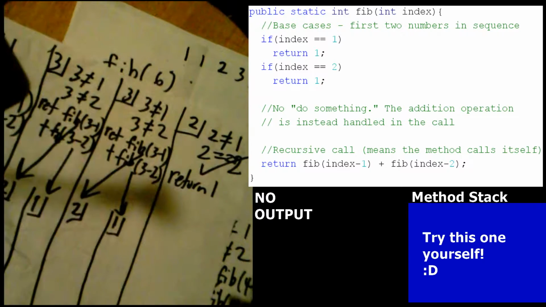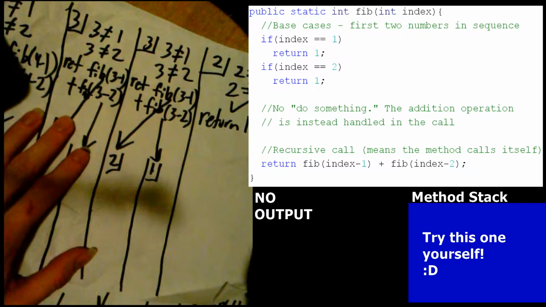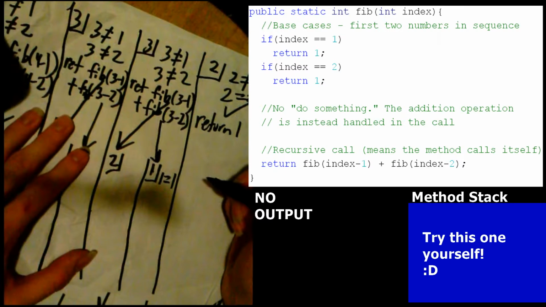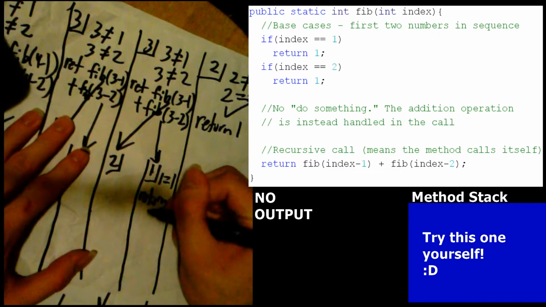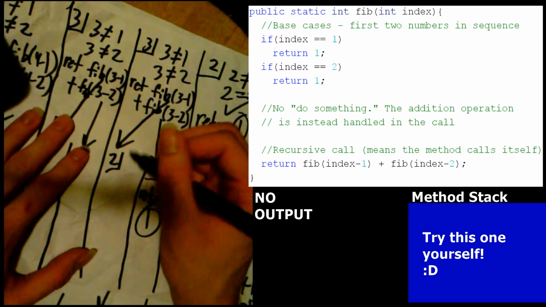Finally, a number. Not a method call, but a number. We're returning a number here. And remember, all the other method calls rely on sums, on adding. So that's important. Our next one that we're finishing up returns a 1 also, because it's at 1.